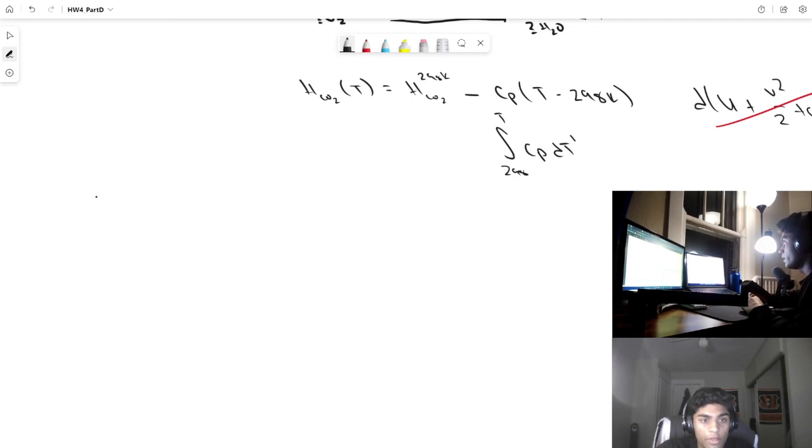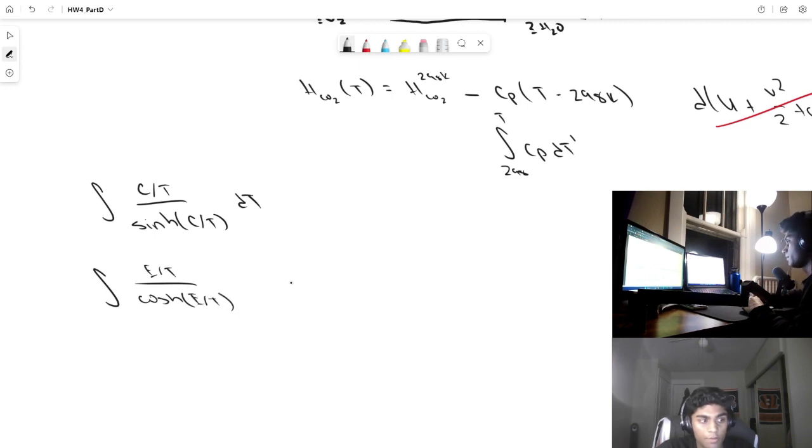We want to find the integral of c over t over sine hyperbolic c over t dt, and then we also want to find the integral of e over t cosine hyperbolic of e over t dt, and then we're also going to want to find the integral of the entire thing. I'm just going to write that as that.